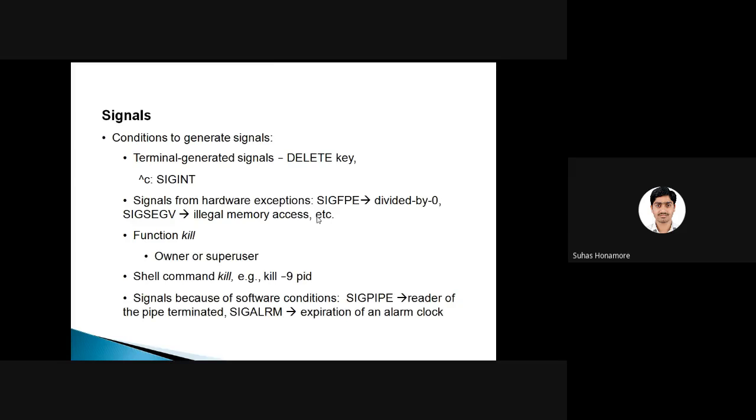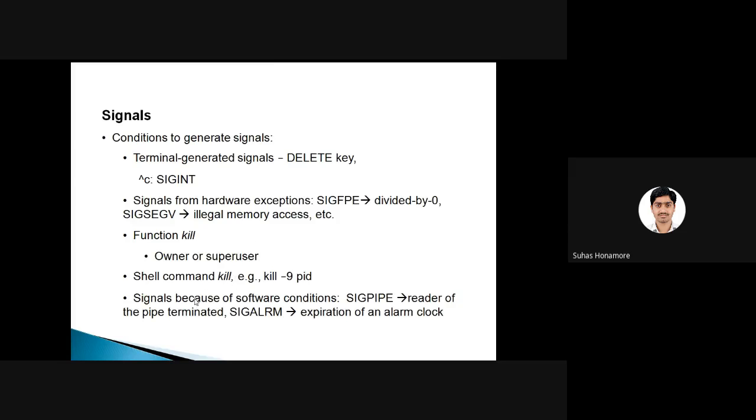Whenever you try to access illegal memory, for example, your system has only 4 GB of memory and your processor tries to access more than that, a segmentation fault will occur. Sometimes the owner himself will call the kill function, and then whatever was happening internally will stop and the process will be killed.